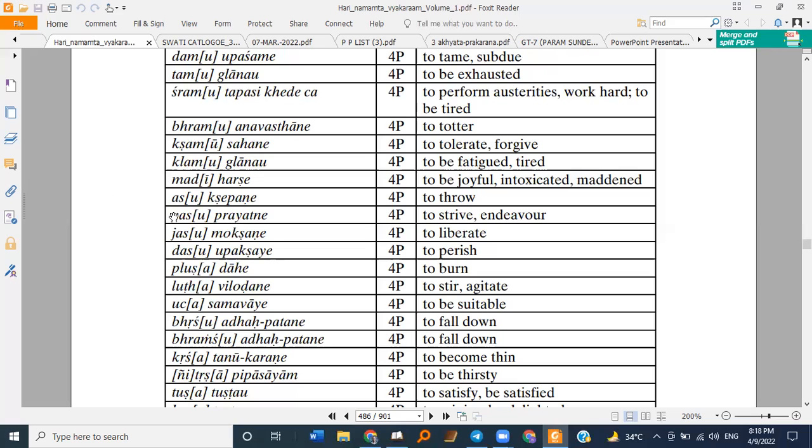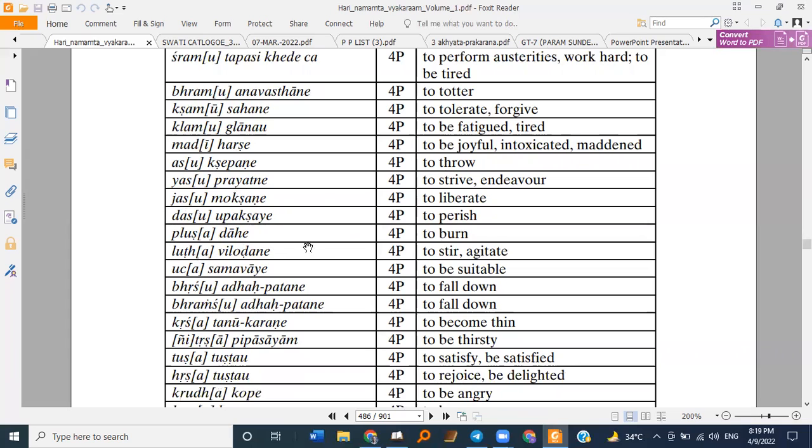Yasu prayatne, so to strive, endeavor. Then jasu mokshane, to liberate. Dasu upakshaye, to perish. Plusha dahe, to burn. Lutha vilodane, to stir and agitate.